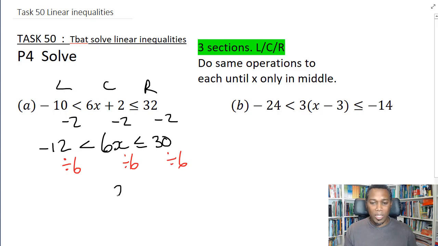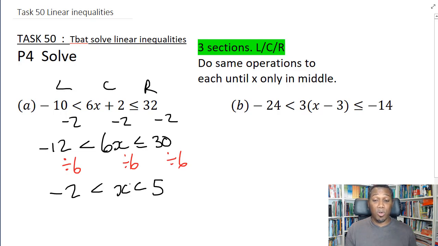At this stage, I will get x in the middle. 30 divided by 6 is 5. Minus 12 divided by 6 is minus 2. So those are the range. That's the range of values that x can take based on this inequality. x can be greater than minus 2 and less than or equal to 5. Any number between minus 2 and 5 will meet this criteria.